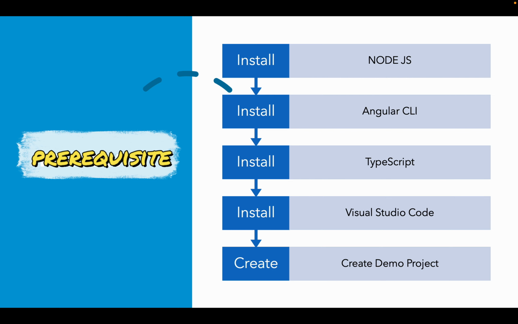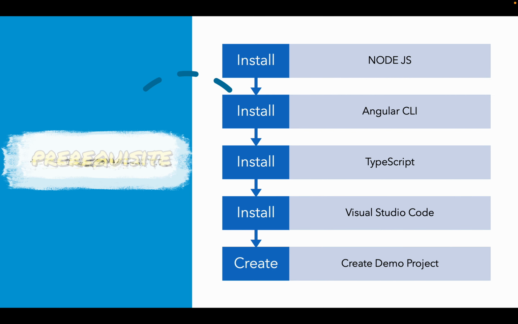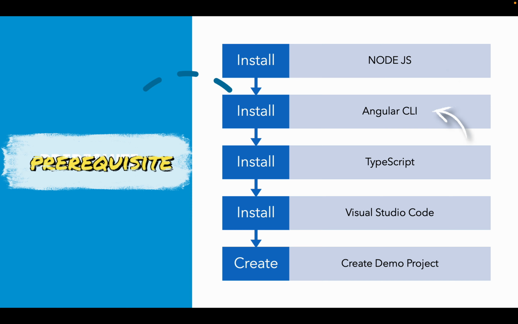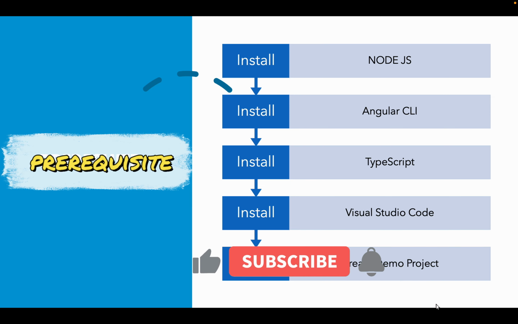So in this video, I will be showing you how to install Node.js, Angular CLI and TypeScript, and finally how to install Visual Studio Code. So these four installations are required to create your first Angular project from scratch. By the end of this tutorial, you will have a fully functional Angular project that you can run and test.